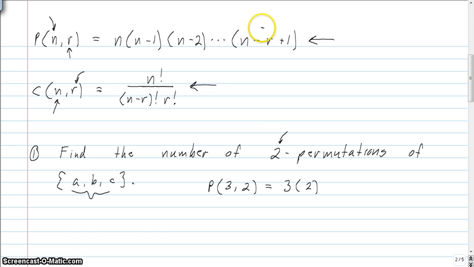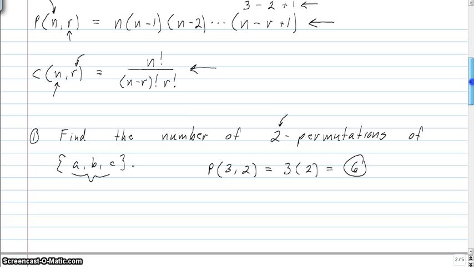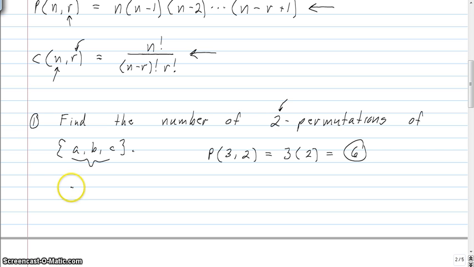Now in my case, n is 3 and r is 2, so 3 minus 2 is 1, plus 1. In this case, this is where I would stop. I multiply, subtract 1, subtract 2, until I get down to whatever number this is. And in this case, I stop when I get to 2. So 3 times 2 is 6, and if there's only 6 of them, we can probably list these different orderings.